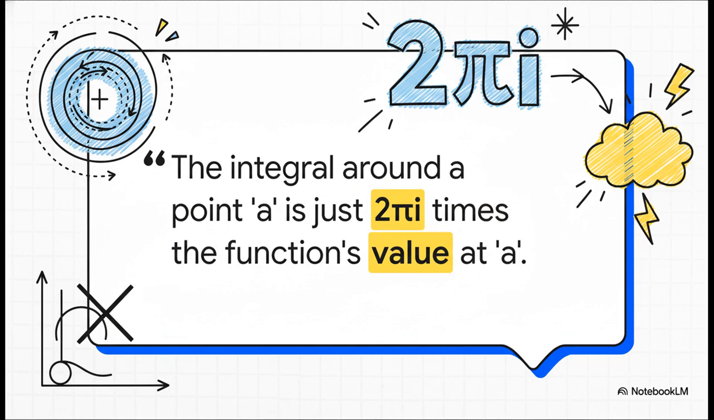Cauchy's integral formula basically says, hey, forget about doing the whole integral. If you have a nice function and a single special point a inside your loop, the answer is just 2 pi i times whatever the function's value is at that one point. It's not an approximation, that's the exact answer. It's a total game changer.